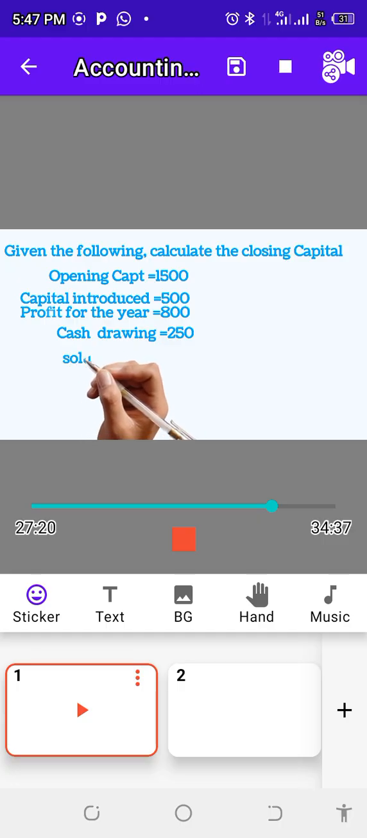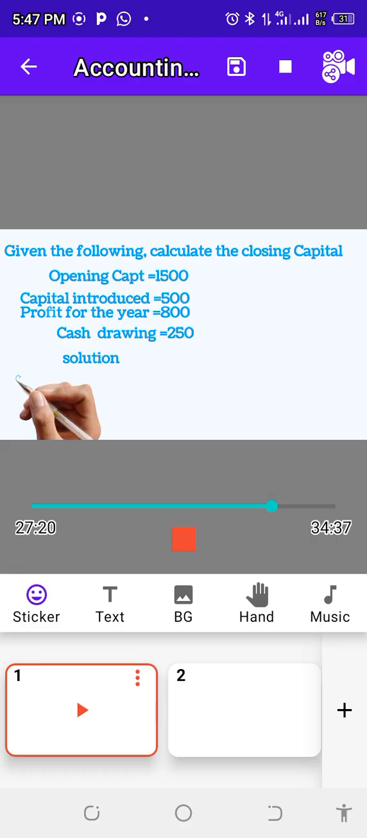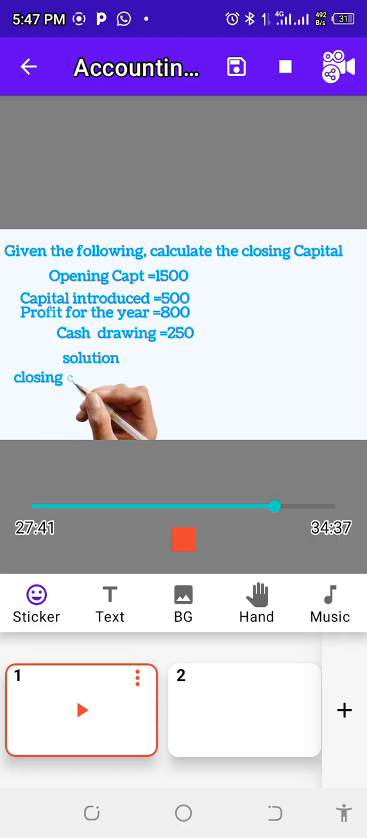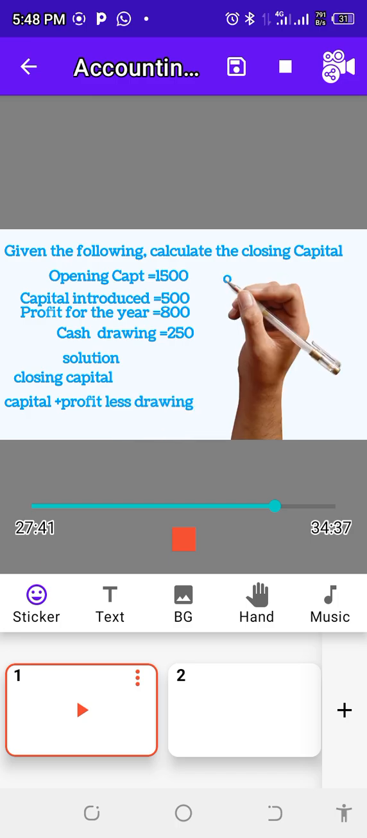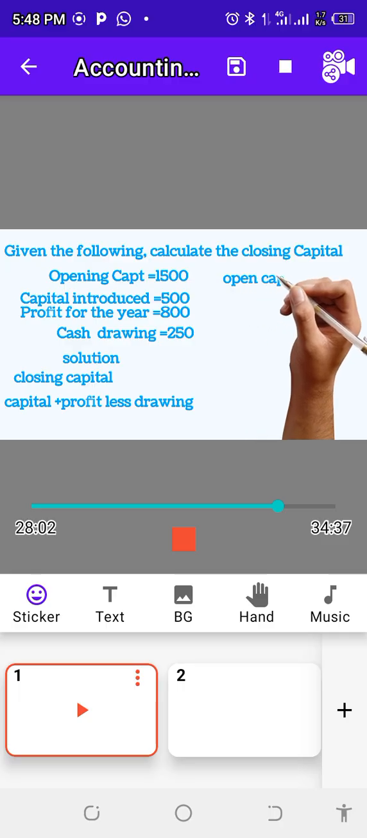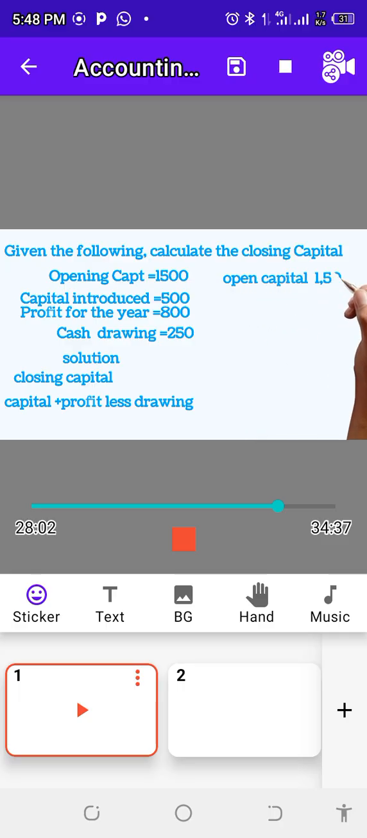Okay, the question is to calculate the closing capital. What is the formula for calculating the closing capital? You have to know it now. The formula is opening capital plus capital introduced plus profit less drawing. Finish. Do not forget that there's one capital, opening capital, and there's introduced or additional capital. So we are taking both of them.